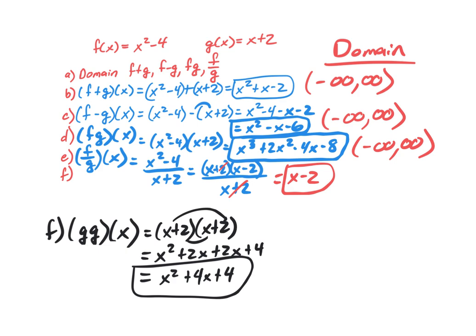So this is still all reals because this is just a linear function. It's all reals except for -2, okay? So what we're going to say here is negative infinity to -2, -2 to infinity.